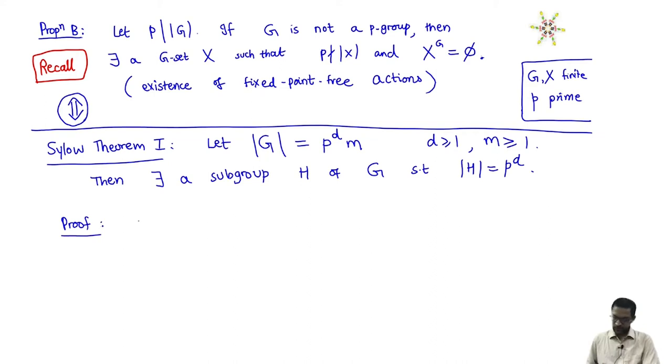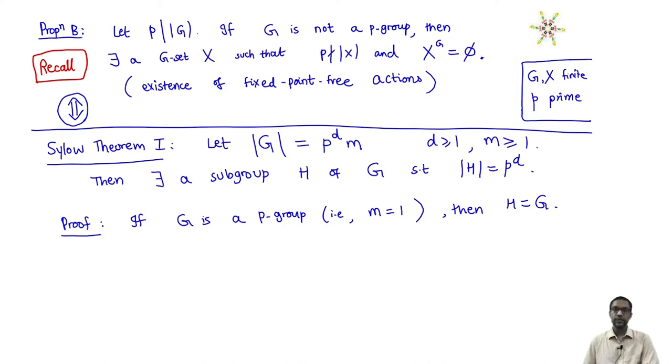So first observe that if G is already a P group, what does that mean? It means that the cardinality of G is already a power of P. In other words, the number M is just 1. Then the assertion is trivial. I just take H to be G itself. And so the proof is done. There's nothing to do. So done.